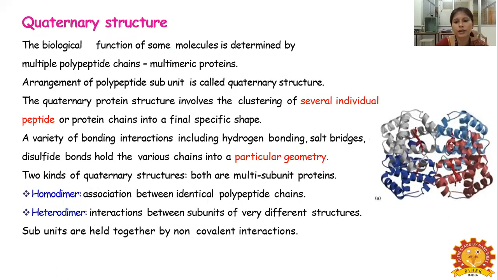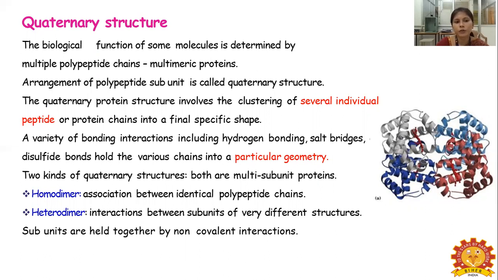Next, we'll talk about the quaternary structure. The biological function of some molecules is determined by multiple polypeptide chains, or multimeric proteins. The arrangement of these polypeptide subunits is called quaternary structure. The quaternary protein structure involves the clustering of several individual peptide or protein chains into a final specific shape. A variety of bonding interactions, including hydrogen bonding, salt bridges, and disulfide bonds, hold this particular geometry.